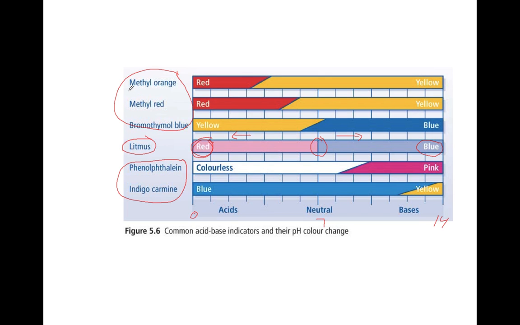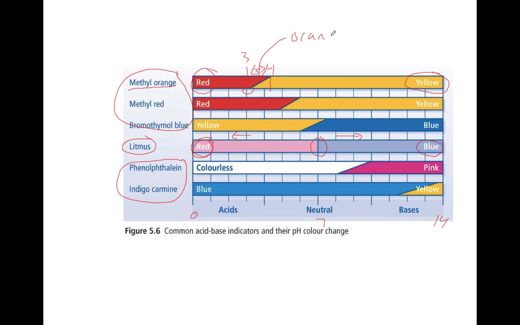So let's take methyl orange, for example. Methyl orange, at a pH of 3 or less, is going to be red. At a pH of just over 4, it's going to be yellow. And between 3 and 4, it's going to be a combination of red and yellow. It's going to be orange.